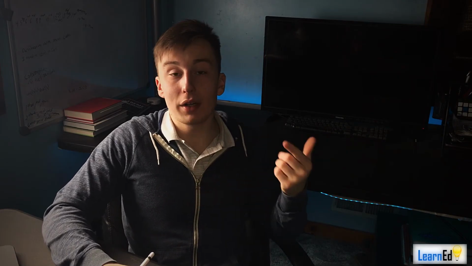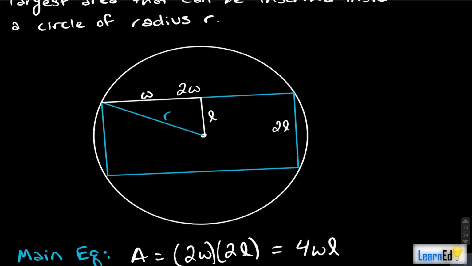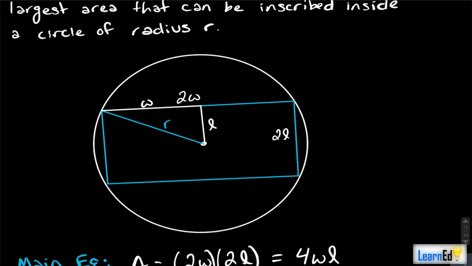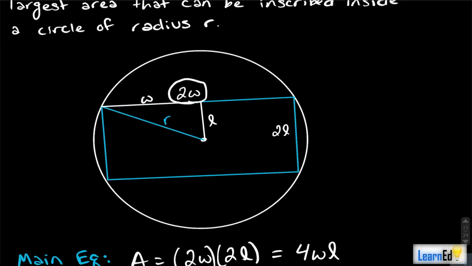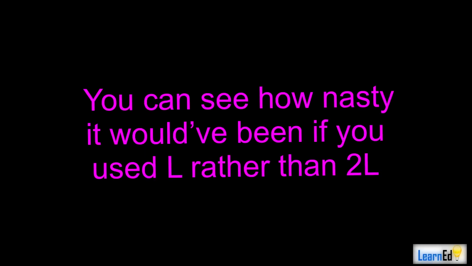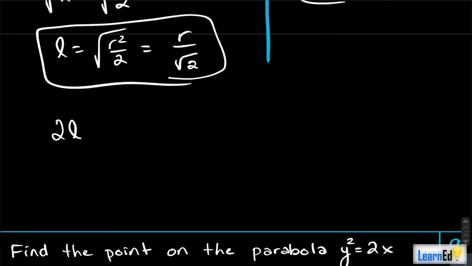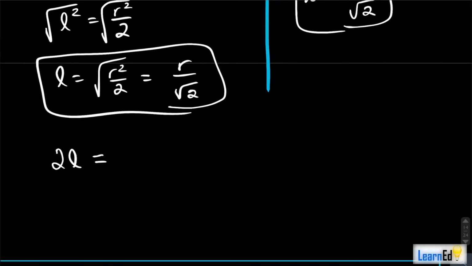Now wait a second, you're not done. The reason is that wasn't our original dimensions of our drawing. The original dimensions of our drawing were 2W and 2L. So we'll need to write what 2L and 2W are. That's why I saved some room at the bottom here. 2L will equal 2r over the square root of 2, so we just double the length. And we can write this as r rad 2.